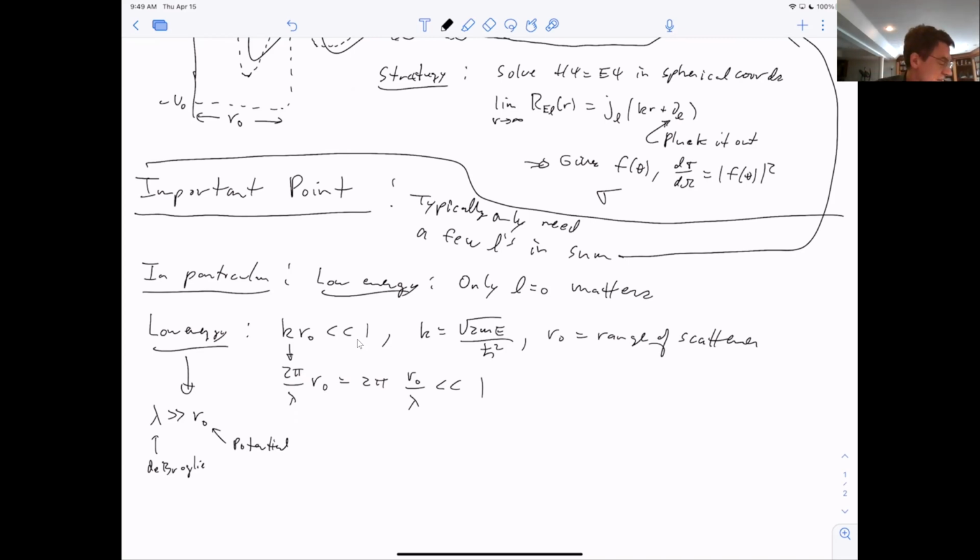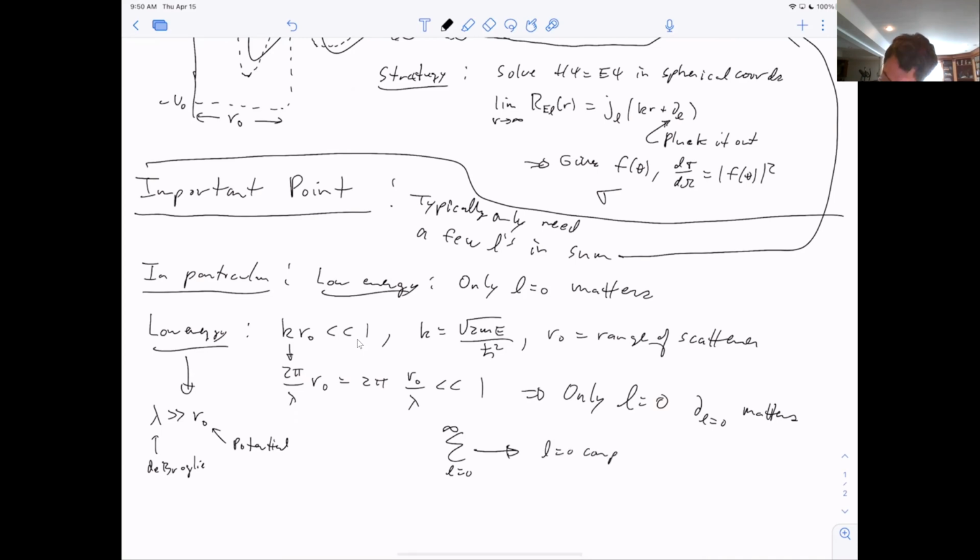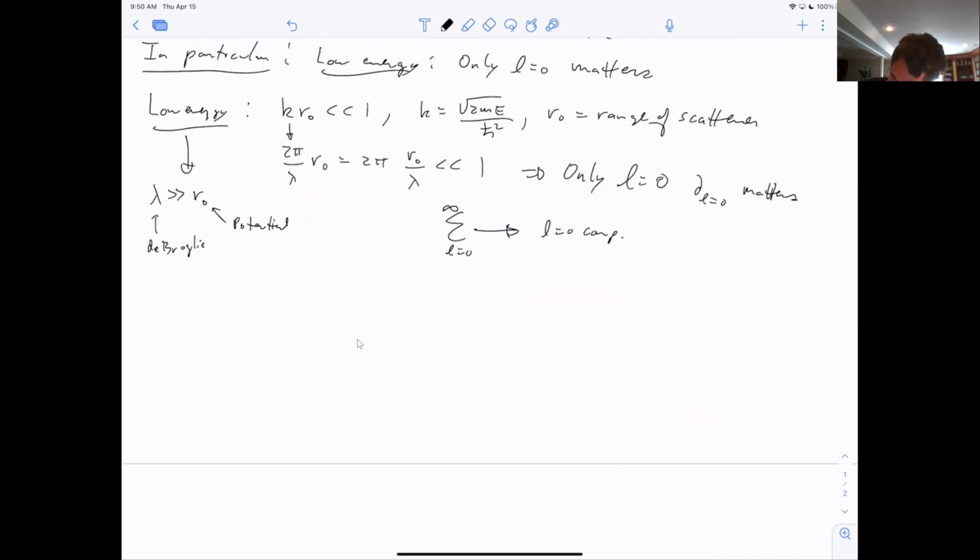And in that limit, only the L equals 0 phase shift matters. And why is that? Only the L equals 0 phase shift matters. So the sum from L equals 0 to infinity turns into just the L equals 0 component. You only need to worry about the L equals 0 component. So we don't have to worry about the rest anymore. Okay, so why is that? That's what I want to explain right now.